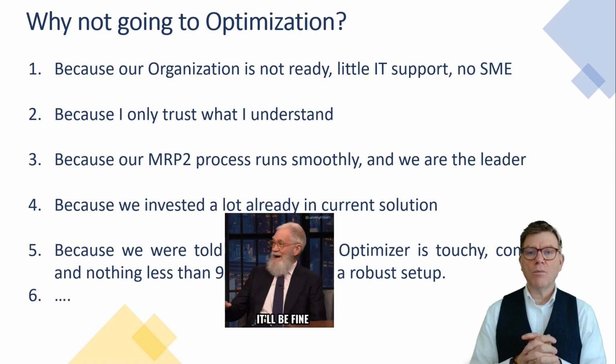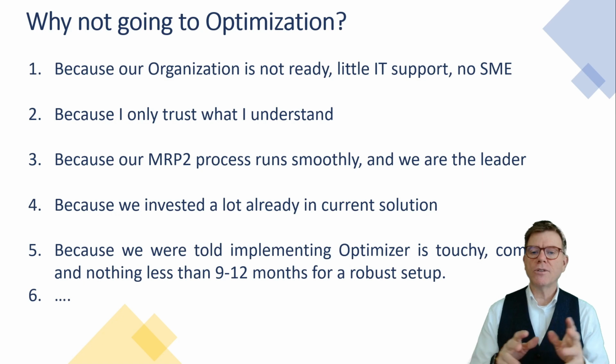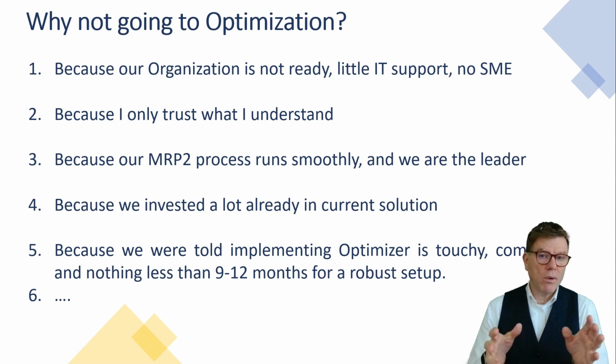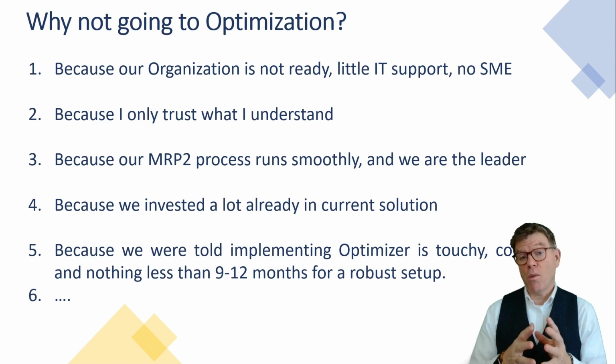That's fine, because you invested so much in this current solution that you don't want to trash everything just for the sake of having a nice mathematical engine running your plan. And also because implementing the optimizer is nothing like a 2 or 3 week sprint in a Scrum model to activate it. Technically probably, but company-wise, project-wise, it's a heavy project, probably 9 to 12 months. These are the reasons probably not to go for optimization, to be very clear.